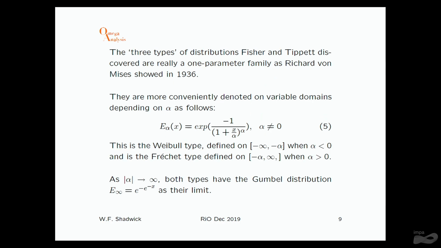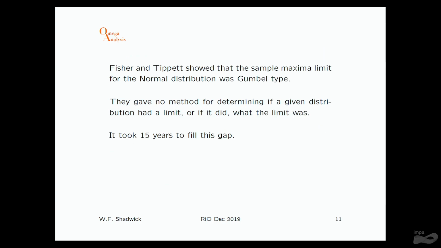So 8 years later, Richard von Mises, the brother of the economist, realized that it was really just one big one-parameter family. But to write it that way, you need to make variable domains. The Weibull type is defined on a negative half-line, the Fréchet on a positive half-line. And then as the alpha goes to infinity, both of these things, in absolute value, end up with the Gumbel distribution as their limit, which is easy to check when you see the parameterization.